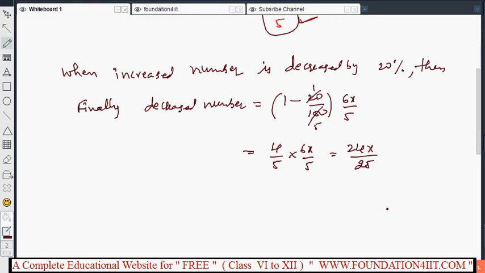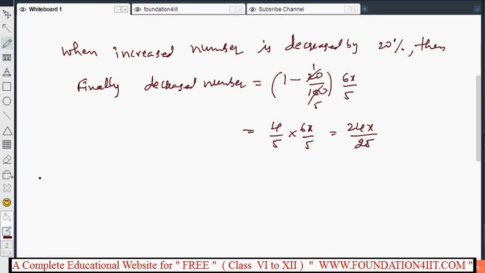So the finally decreased number is 24x by 25. Starting, we took the number as x, and now the finally decreased number is 24x by 25. Now the net decrease, because 24x by 25 is the smaller number, is x minus 24x by 25, that is x by 25, taking the LCM.